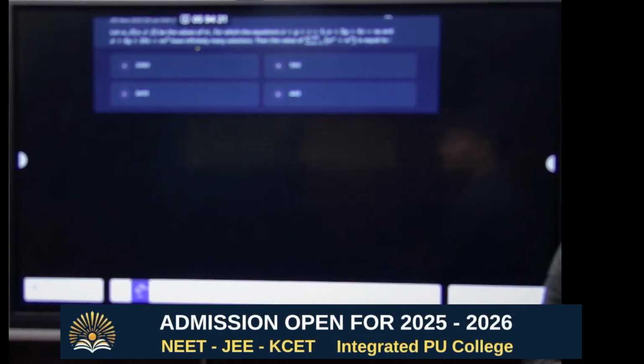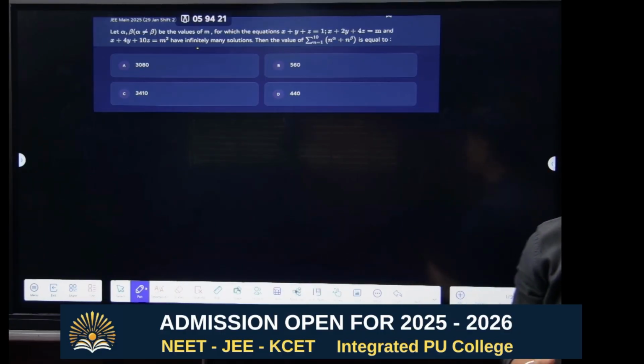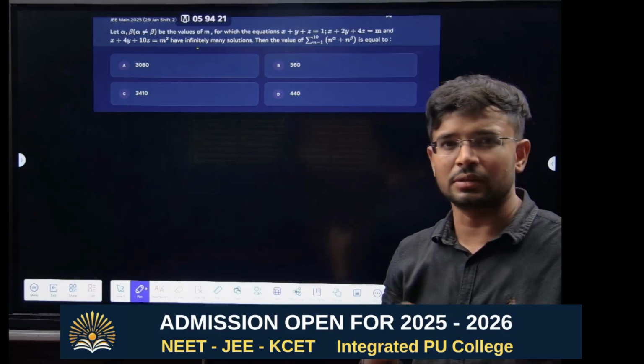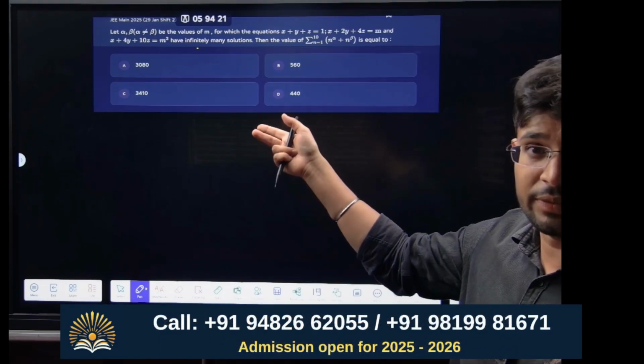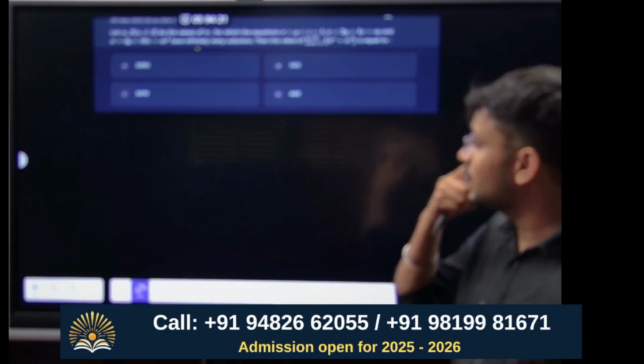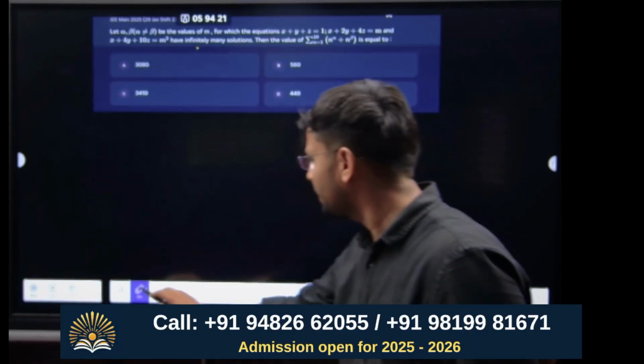Hello all. So in this series, we are going to see the previous year questions of JEE Mains, and we'll go chapter wise. And this is January shift wise also. This is shift wise January shift of this year 2025, and this is from determinants. So let's see what are the questions coming there.